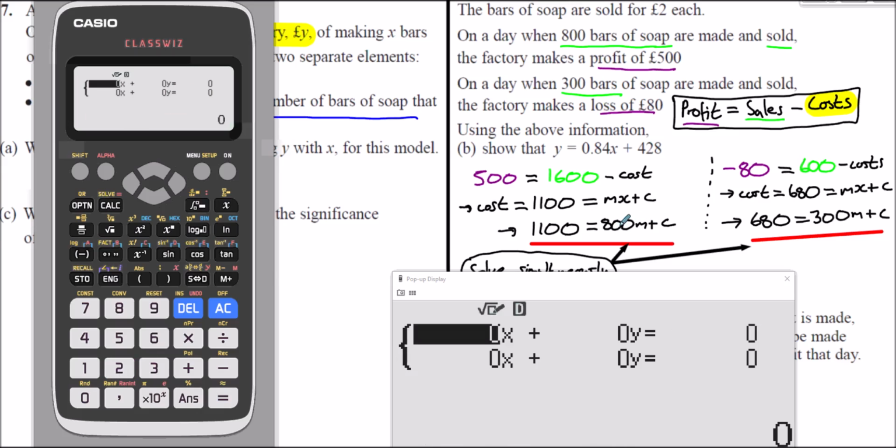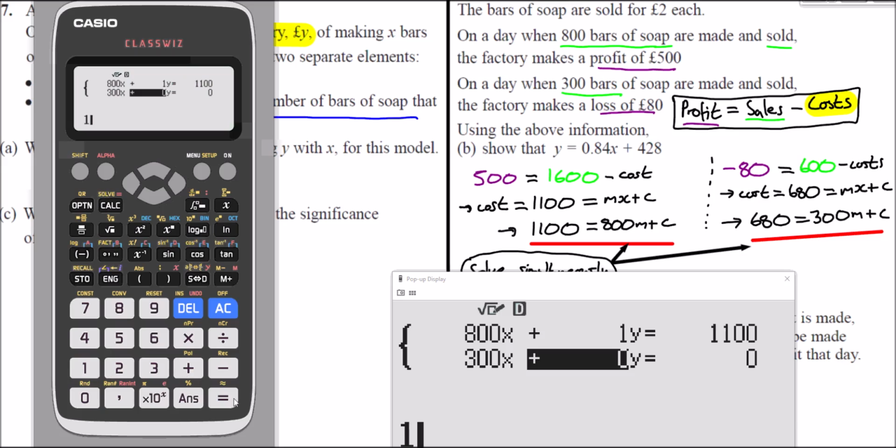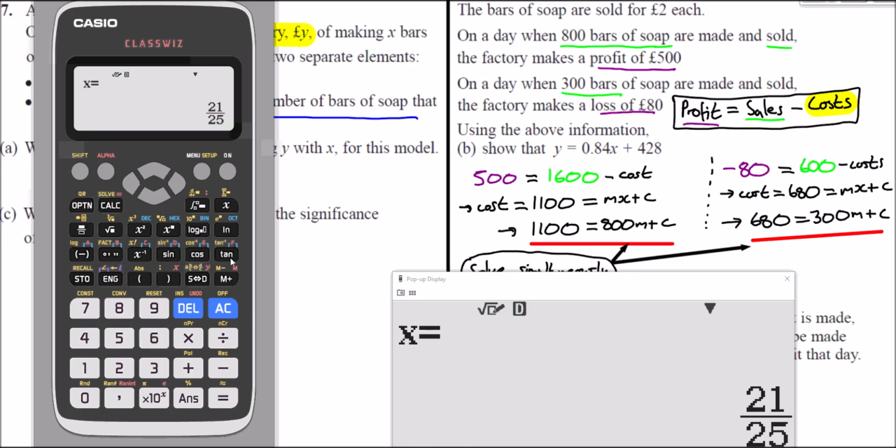So the first equation we can use, we've got 800 m's plus 1c. So these x's and y's are dummy variables, essentially. In our case, the x, which is going to be solved, will be our m, and the c for us is going to be the y. So the first equation here, we set that equal to 1100. And the next one, we've got 300m, but we need to use x, plus 1c, so put y as being 1. That was equaling a cost of 680. So press equals. We get that x is 21 over 25, which essentially is 0.84.